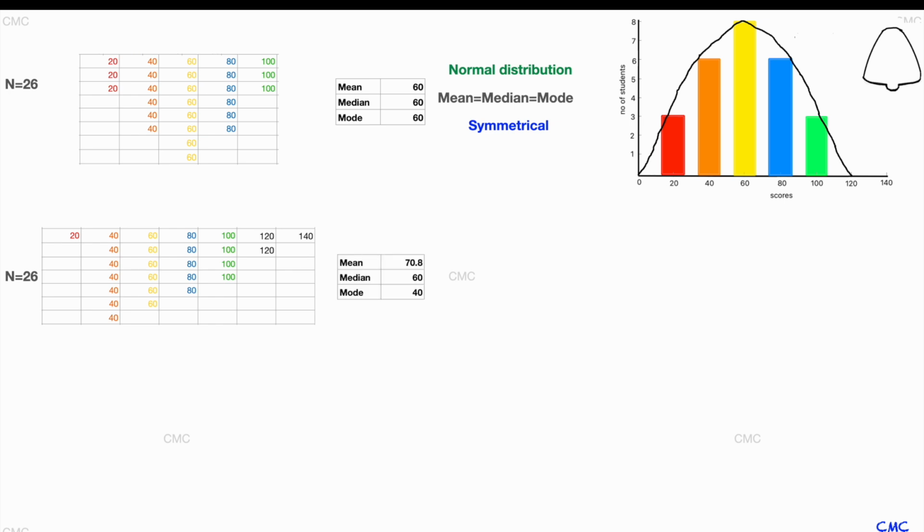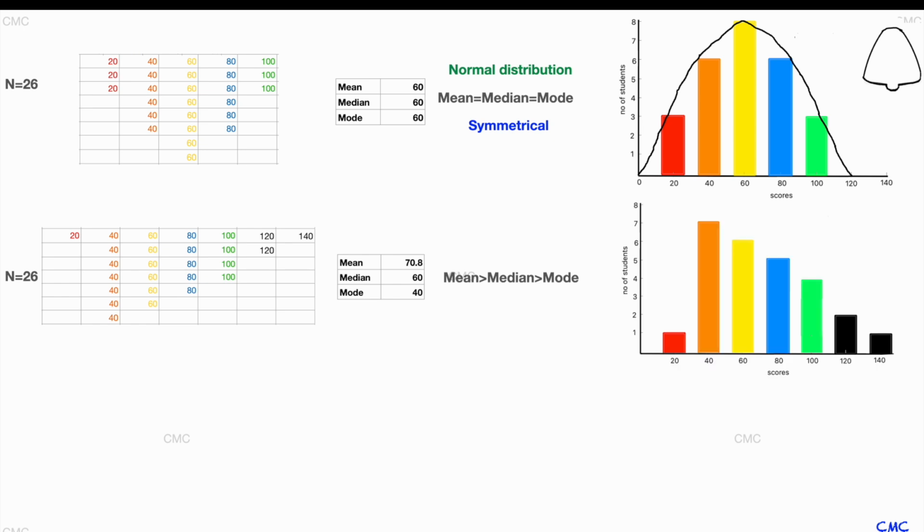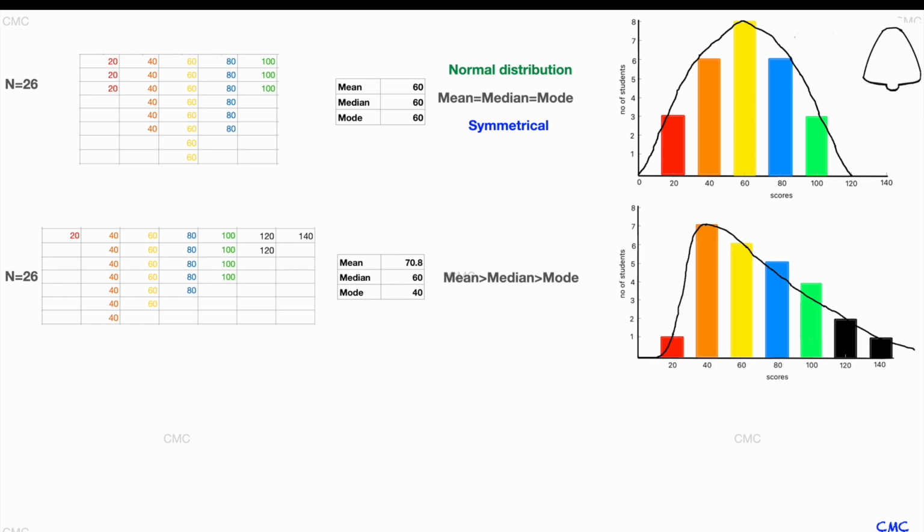Immediately, you notice that the average of the students is quite a bit higher this time. The mean is bigger than the median and the median is bigger than the mode. So we are already anticipating that this will not be a symmetrical bell-shaped curve. So we go ahead and plot this and draw our line. As we expected, the graph doesn't look symmetrical anymore.